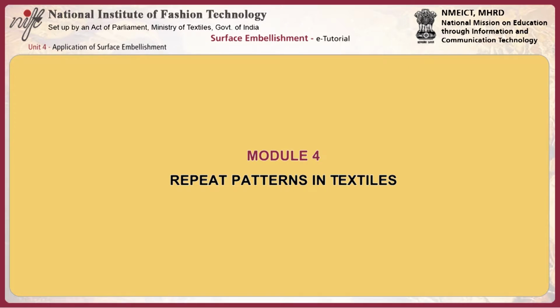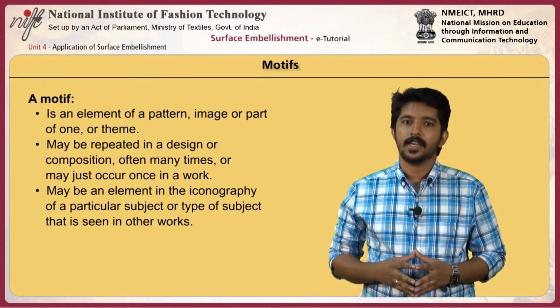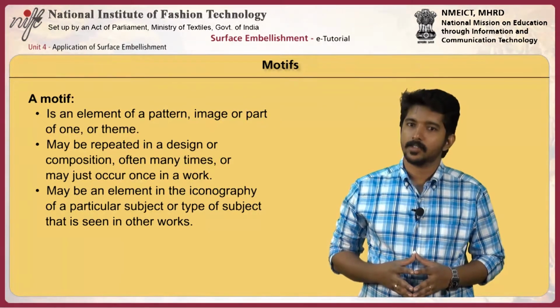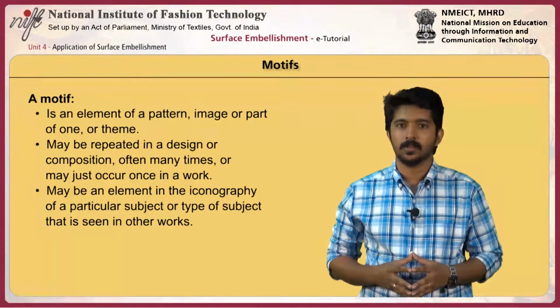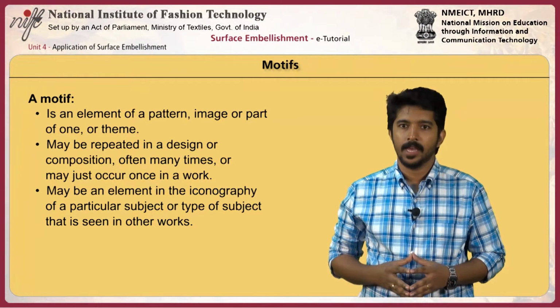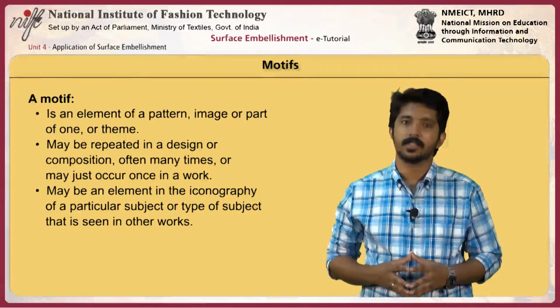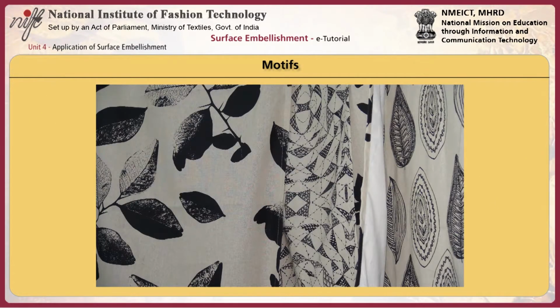This module lists repeat patterns that are used in textiles. A motif is an element of a pattern, image or part of one or theme. It may be repeated in a design or composition, often many times, or may just occur once in a work. It may be an element in the iconography of a particular subject or type of subjects that is seen in other works. Ornamental or decorative art can usually be analyzed into a number of different elements, which can be called motifs. These may often, as in textile art, be repeated many times in a pattern.